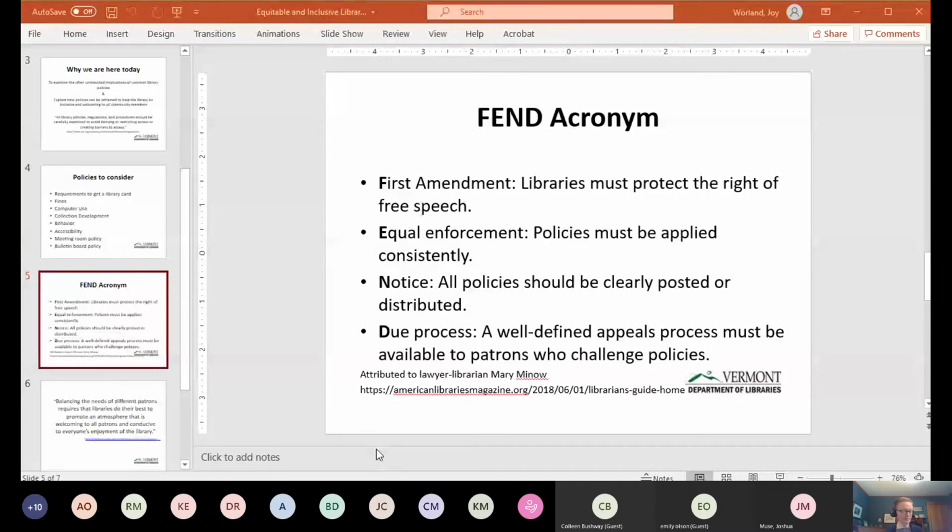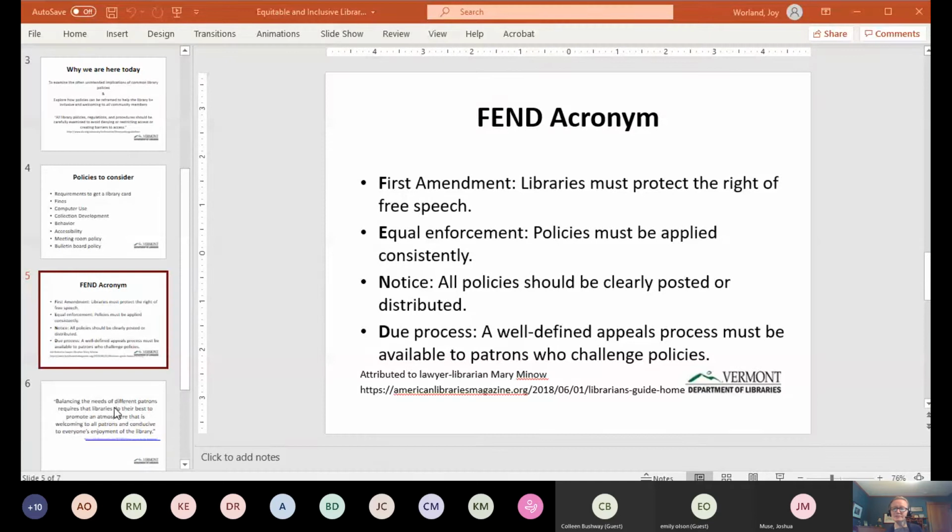And then also even the budget. How is your budget allocated? Is equity and inclusion a consideration within that? And whether you're taking part of your collection development money to dedicate to trying to diversify your collection, or other ways that you could just think about how you're allocating your money.